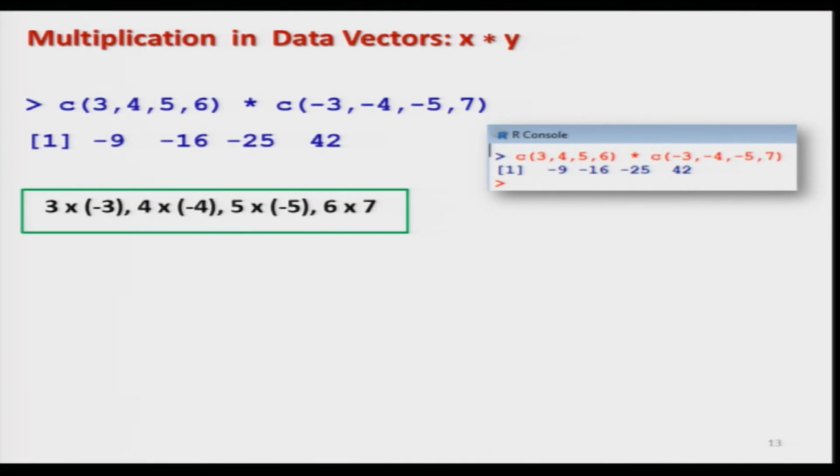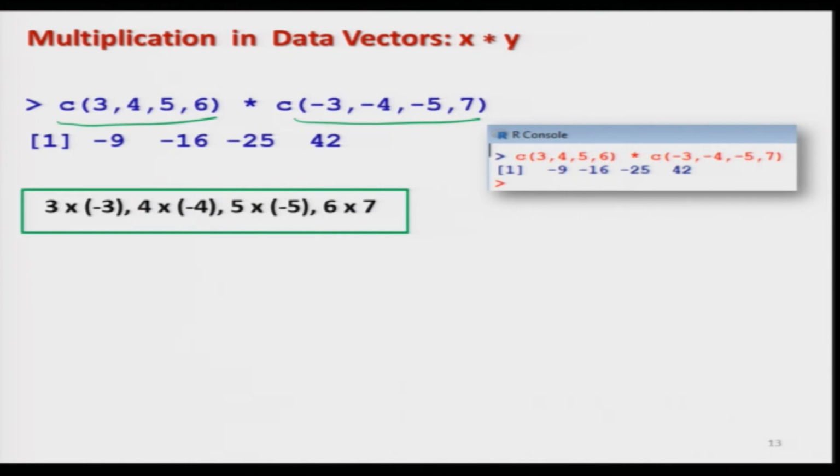Now, similarly, if you take another example where you are multiplying two data vectors, and suppose the total number of elements in the two data vectors is the same. You can see this is data vector 1 and this is data vector 2, and both the data vectors have the same number of elements, that is 4. So, now once again, just like we have learned in the case of addition and subtraction, this operation is going to be element wise. That means the first element of data vector 1 is going to be multiplied by the first element of data vector 2. The second element of data vector 1 is going to be multiplied by the second element of data vector 2, and similarly this process will continue.